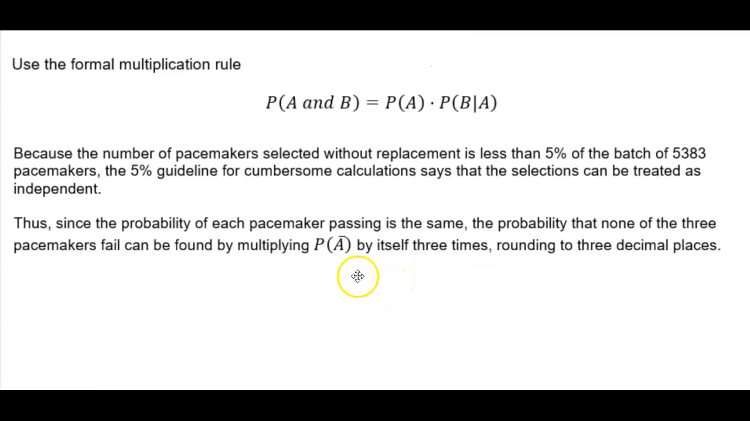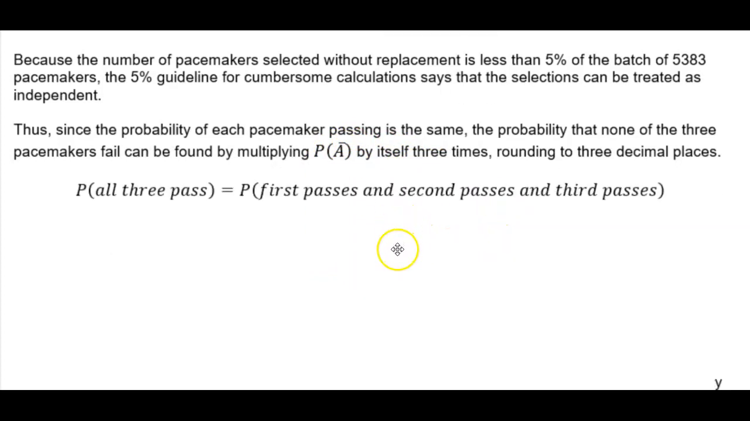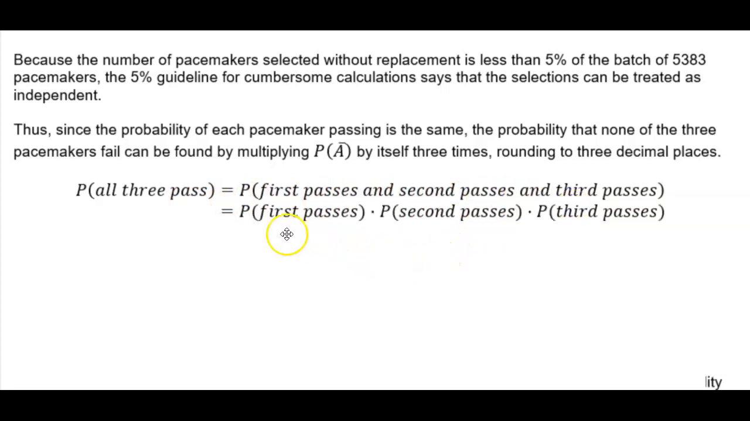Thus, since the probability of each pacemaker passing is the same, the probability that none of the 3 pacemakers fail can be found by multiplying the probability of the complement of A by itself 3 times and then rounding it to 3 decimal places. So, the probability that all 3 pass is equal to the probability that the first passes and the second passes and the third passes. So that means we're going to take the probability of the first passes times the probability of the second passes times the probability of the third passes.